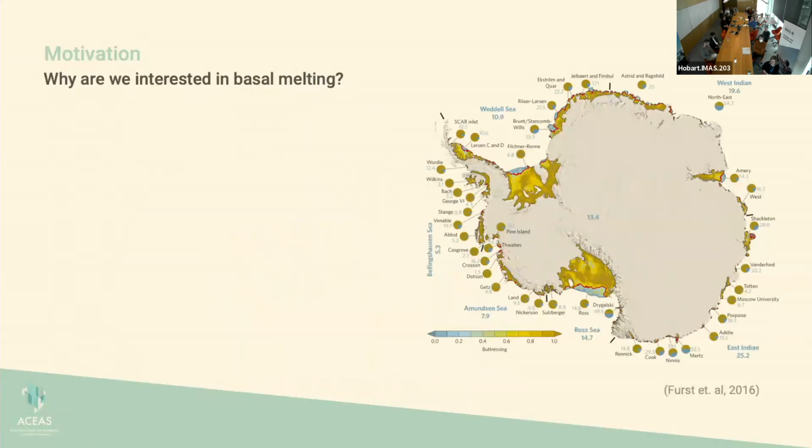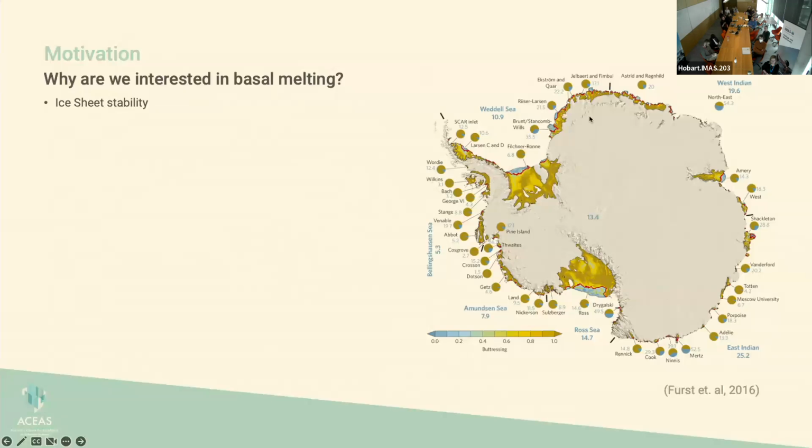So why are we interested in basal melting? I guess firstly for ice sheet stability and sea level rise. So this is a nice figure which I think illustrates this process quite well. So we're looking down on Antarctica and we can see the ice sheet, and then the ice shelves are coloured in this gold and blue. So what the colour is showing us is the degree to which these different ice shelves are restraining or buttressing the flow of the grounded ice into the ocean.